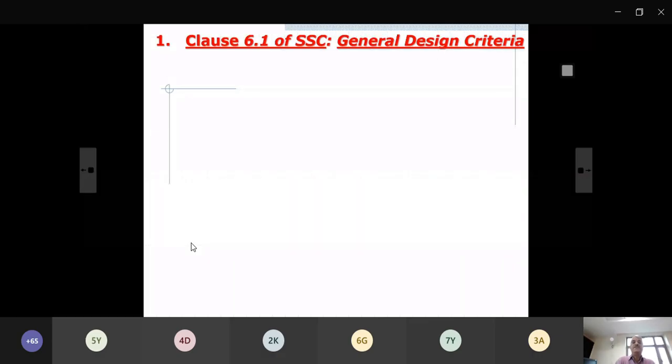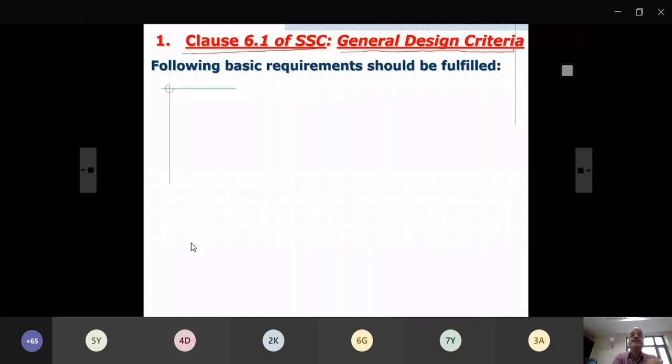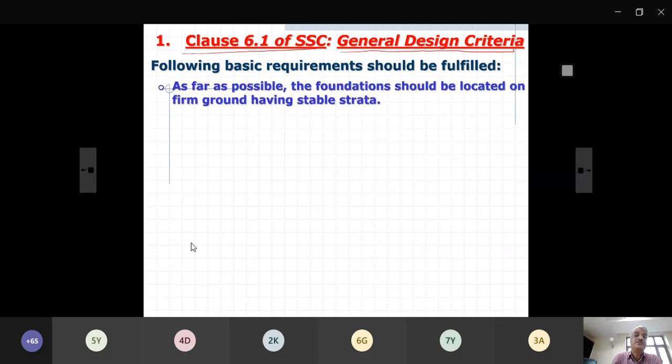Now we will see some provisions of the substructure code regarding open foundations. Now we are talking mainly about open foundations; pile and well we will see. So first is clause 6.1 of the substructure code. It gives general design criteria. What it says: the following basic requirements should be fulfilled. In the case of open foundations, these should be fulfilled, and it is for bridges, of course.